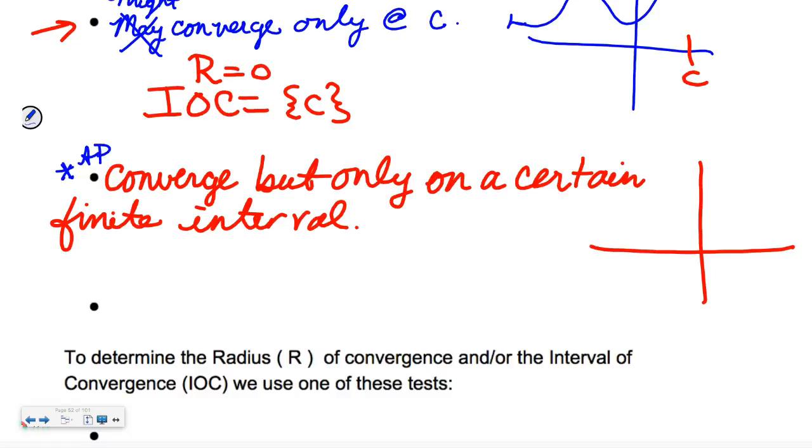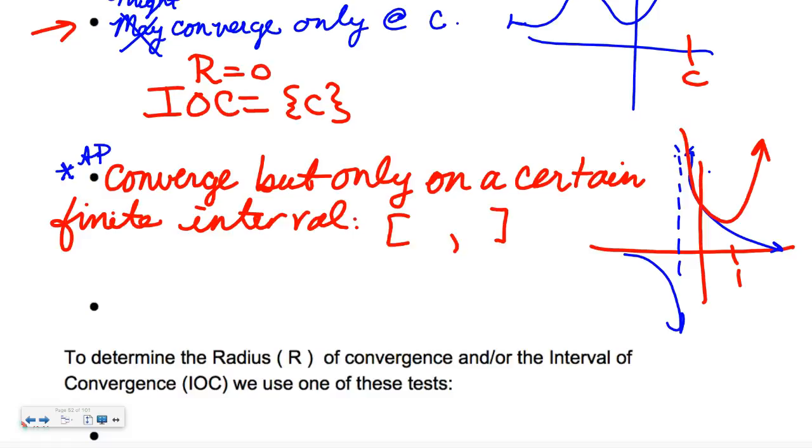I'll go redraw that one that we had. It had an asymptote, the original function. It went like this, and then the polynomial I fit to it was really good, and then it went awry at 1. All right, so that would be that scenario where it's converging, but only on a certain finite interval. What is that interval? We're going to have an interval.